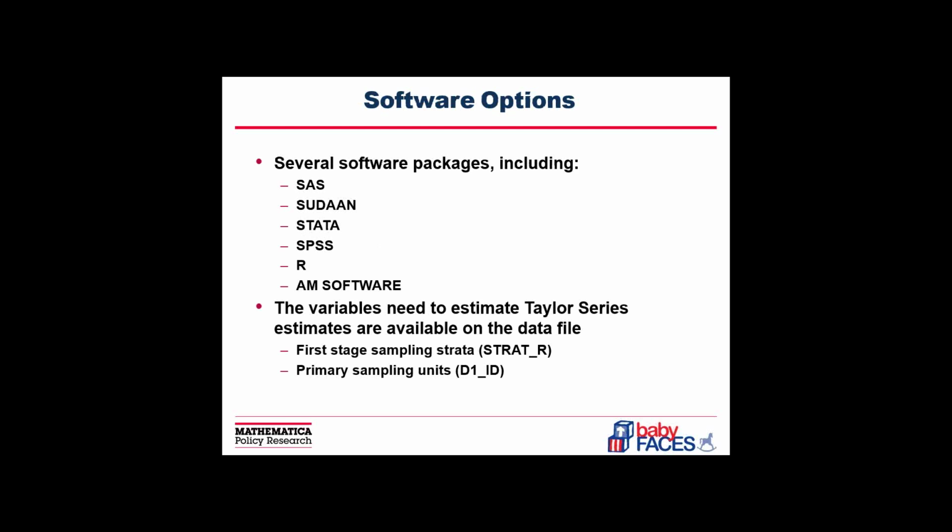You have many options for estimating variance and standard errors using the Taylor series method. Some are listed here. We have included the variables that are required by this method, strat_r and d1_id, which are used in conjunction with the appropriate sampling weight. For baby faces analysis, we used the SAS survey procedures, including proc survey means and proc survey freq, among others.